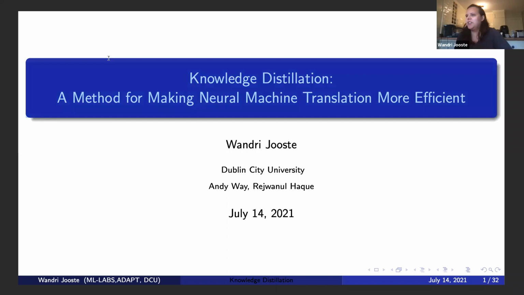My working thesis title is Knowledge Distillation Method for Making Neural Machine Translation More Efficient. I'm based in DCU in the School of Computer Science, and my supervisors are Andy Way, Reginald Hop, and Julie Brinson. I started the PhD about 2 years ago, in September, October 2019. I'm part of the ADAPT Center and the ML Labs cohort.